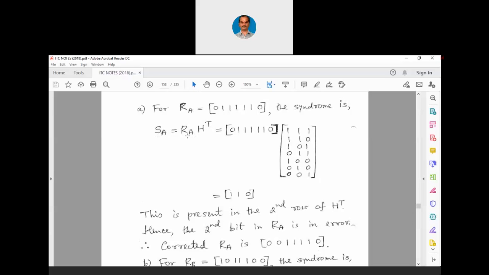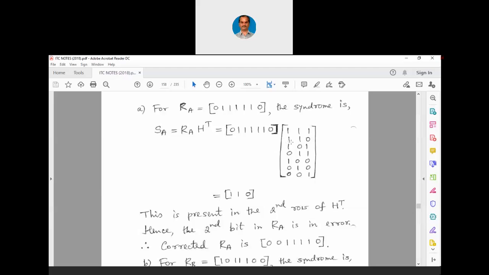So, S equals R into H transposed. Given is RA, so SA equals RA into H transposed. We write the transpose of this Hamming matrix. Now let us perform the matrix multiplication with modulo-2 addition. We get 0111110 into the very first column, and the first bit is 1. Similarly, the second bit is 1 and the third bit is 0, performing the matrix multiplication with modulo-2 addition, or XOR operation. Now, this 110 is the syndrome which we obtained. Where is it present?